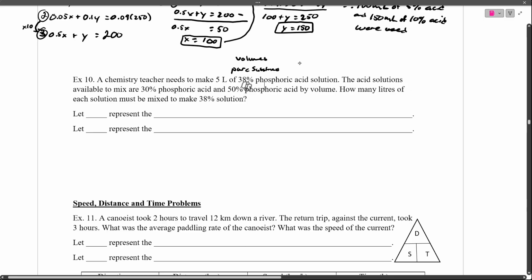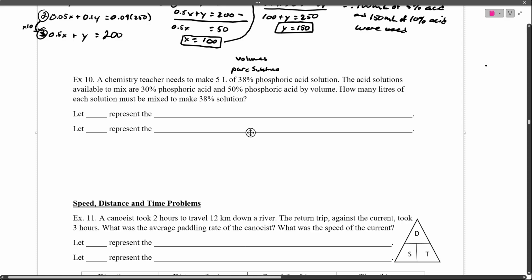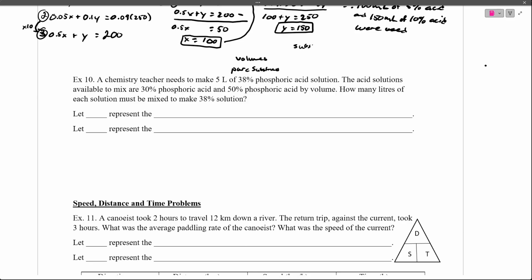So what are the columns? Well, the first column is going to represent our substance A, whatever substance A is in the problem. So let's say substance A. Every problem is different, so I'm just calling it substance A here generically. And then we have substance B. And then we have the total, the final mixture.